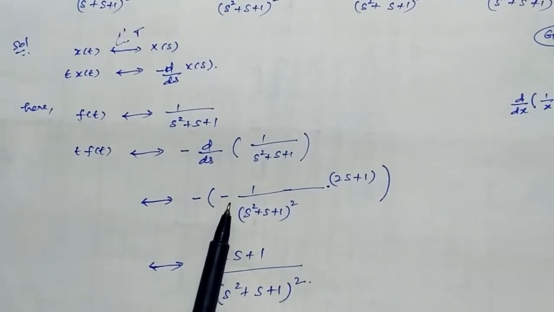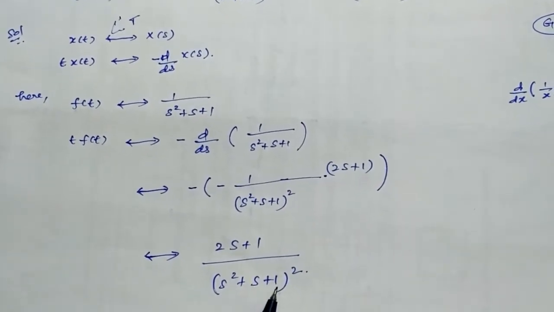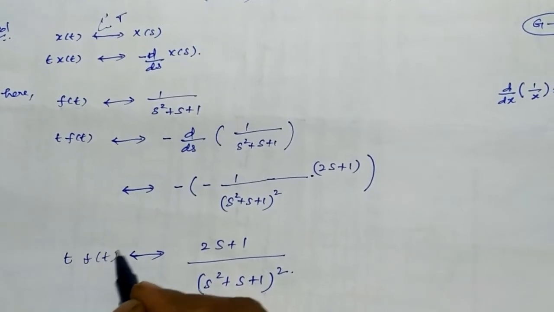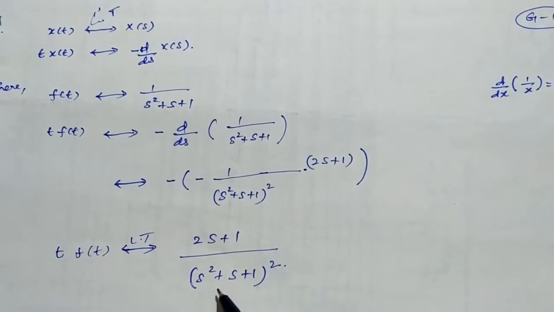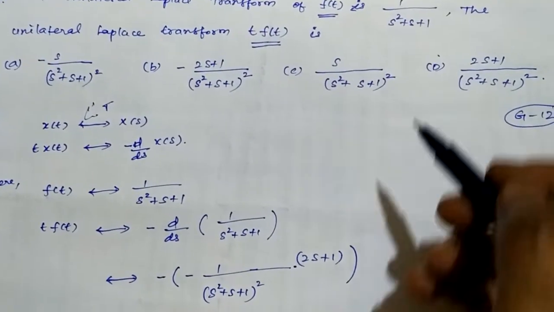So minus minus becomes plus: 2s plus 1 divided by s square plus s plus 1. So the Laplace transform of t into f of t is 2s plus 1 divided by s square plus s plus 1. So this is the answer.